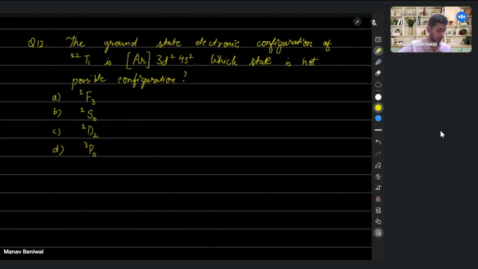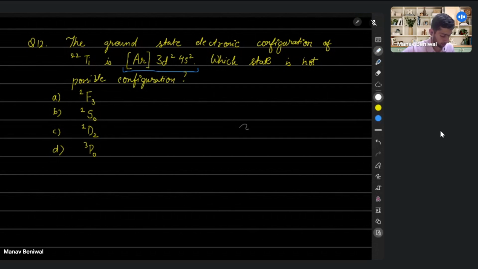So first of all, what is this way of writing? This way of writing means that we fill all the electrons, like the electrons in an argon atom, and then in the outermost shell, which will be n equals 4 and 3d, we fill the electrons like this.